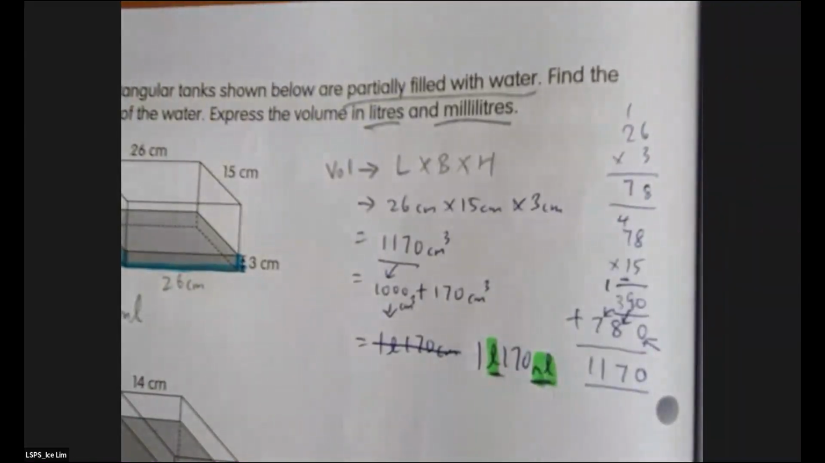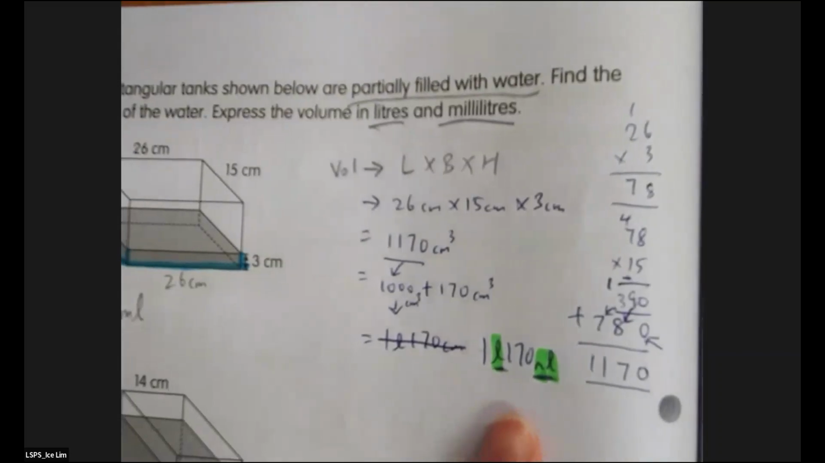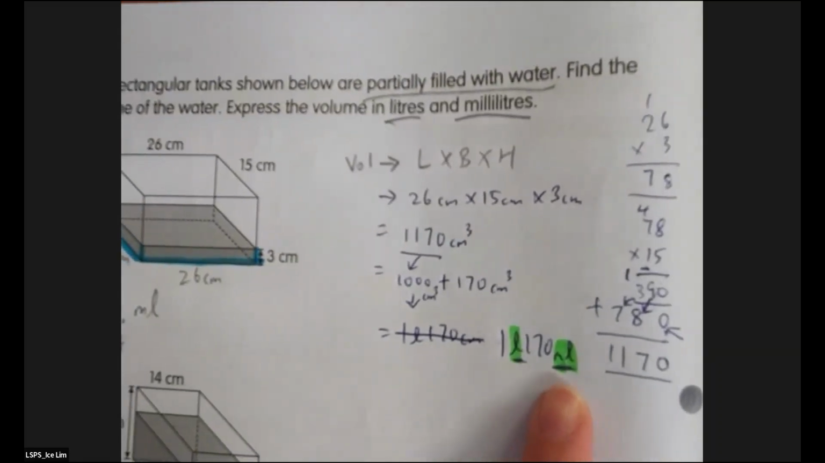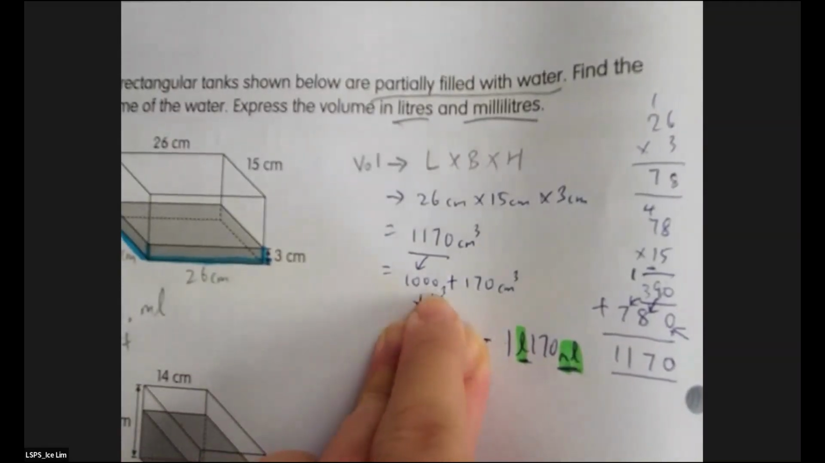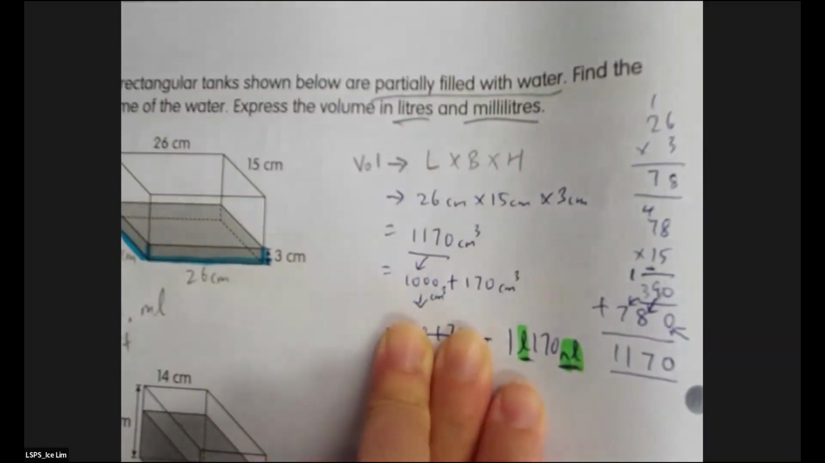Sorry for the mistakes. Not very good at multitasking, thinking and writing and talking at the same time. So I'm converting this 1000 cm³ to 1 liter.